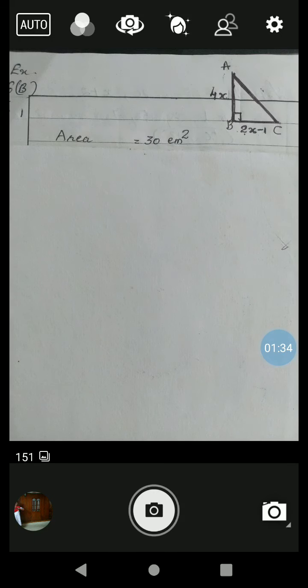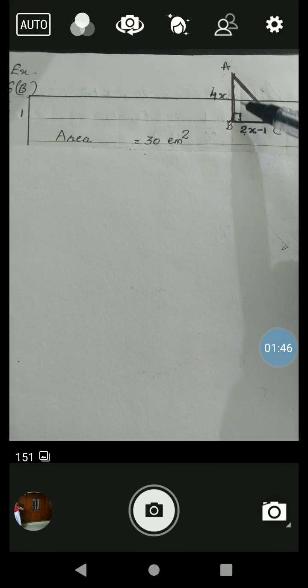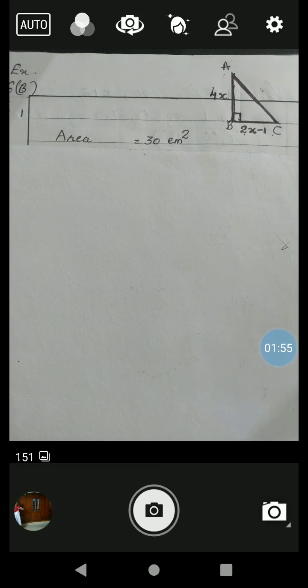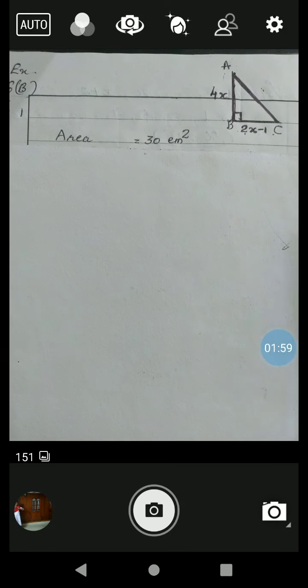Now we can draw a figure, a right triangle. You can draw a right triangle ABC, and this is the right angle at B. This is the right angle, and therefore the given two sides are these two. We can mark 4x and 2x minus 1. At the same time, area also given. So we can write area of the triangle is 30 centimeter square.